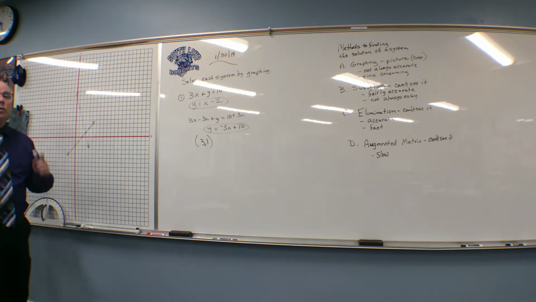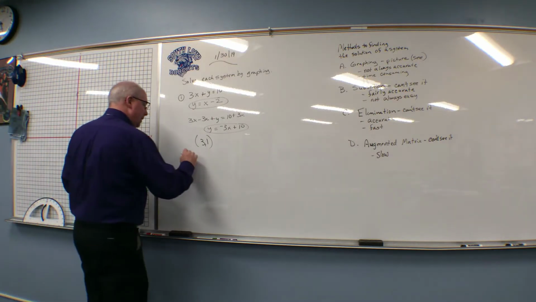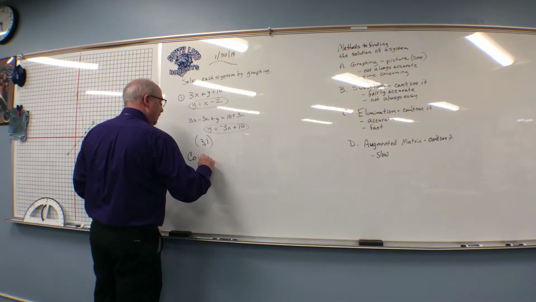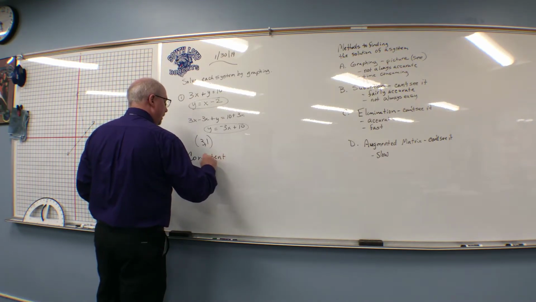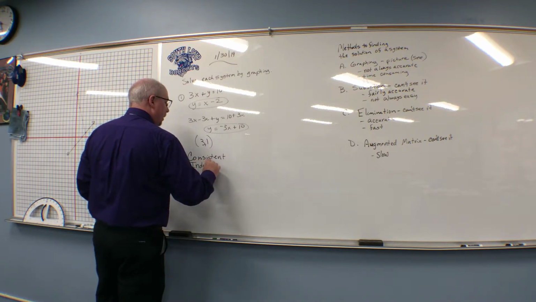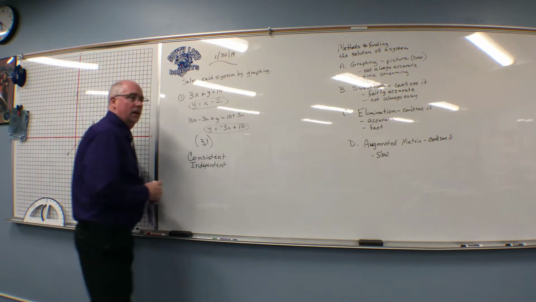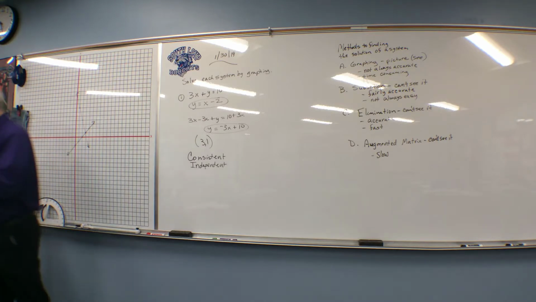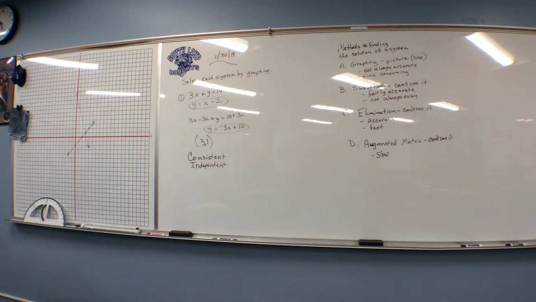Intersecting? No, that's what it does. What kind of system is it? Consistent, independent. I'm gonna write that. It's consistent, independent. If I ask for the system, then you have 3 answers. You have inconsistent, consistent independent, or consistent dependent. Okay?